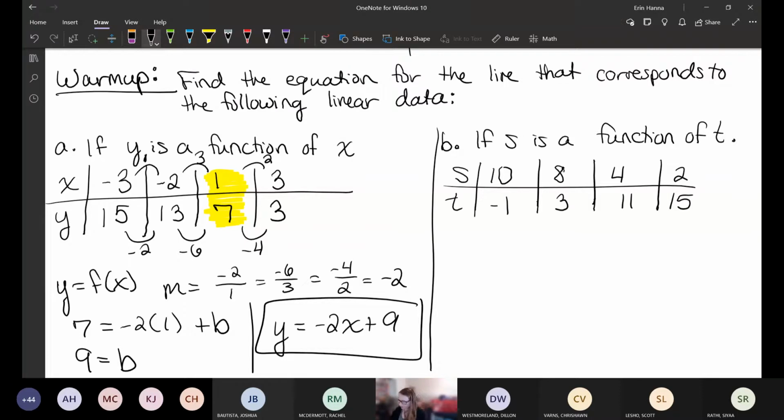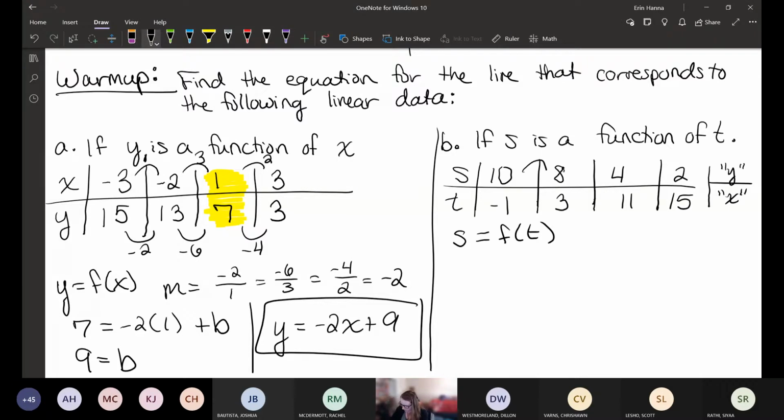Now for the other one, s is a function of t. So remember, the nice thing about this is you just write it out as you read it. So s is a function of t. Essentially, these s's are acting as our y's and these t's are acting as our x's. So we need to be careful because the table's almost backwards to how we would expect it.